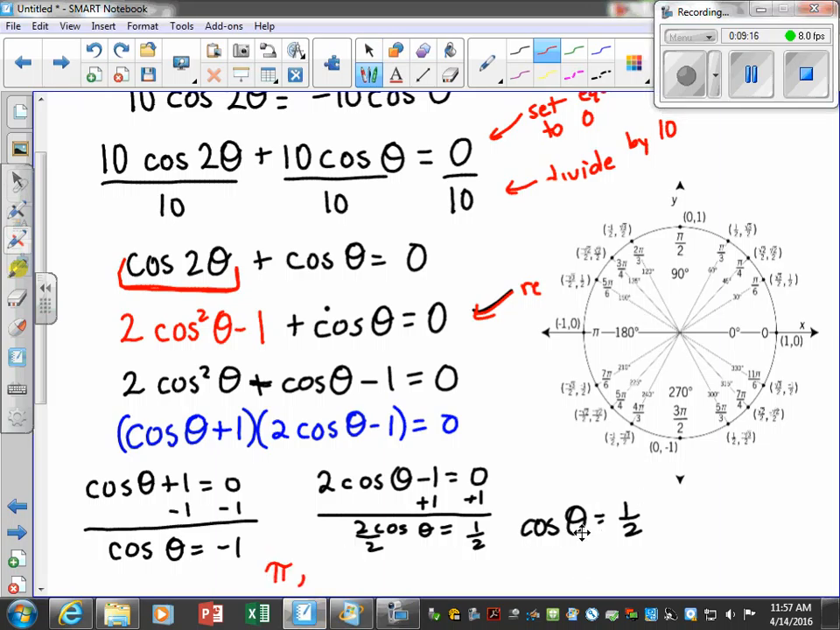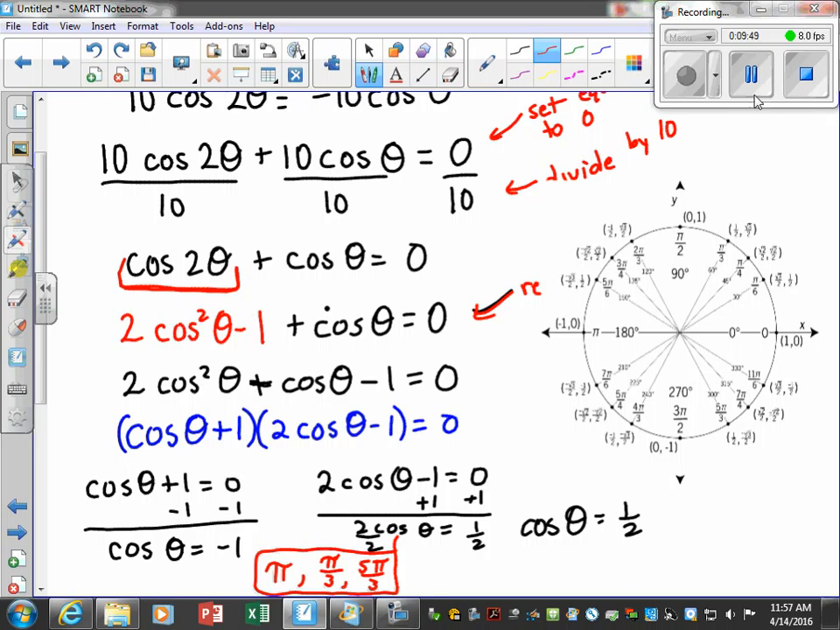Where does the cosine of theta equal positive 1/2? That's going to be pi over 3 right there. Is there anywhere else? And what, 5 pi over 3 right here? Yes, so 5 pi over 3. Okay, and so we've done this before. We just didn't substitute with a double angle formula. So that's what's new to this lesson.